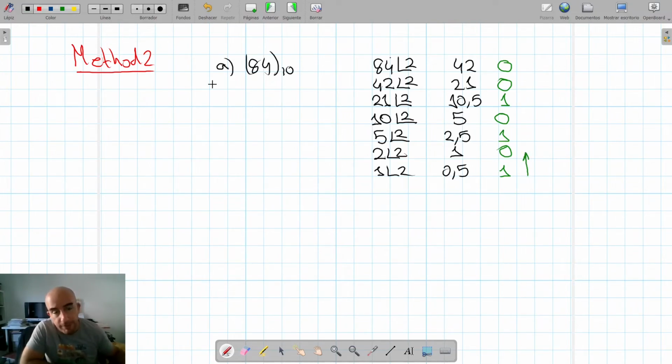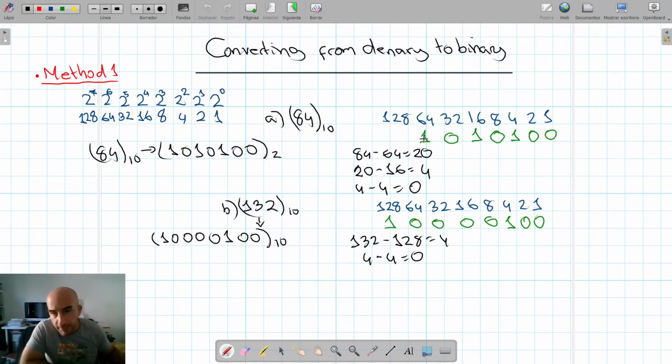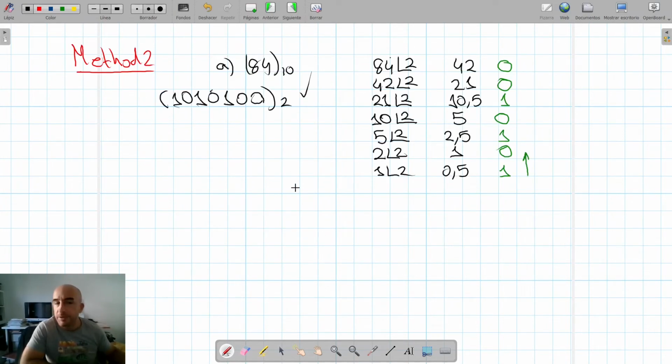And now we're going to write the number from the bottom to the top. So 84 in base 10 is 1010100, from the bottom to the top. Okay, so let's check. Was that correct? 1010100. That's correct. So we get the same result.